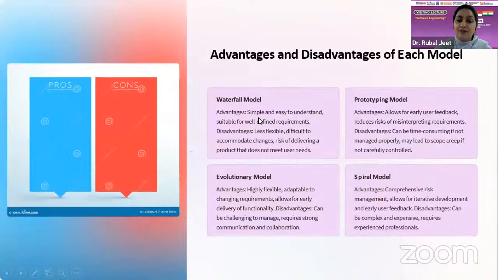As I already informed you, waterfall is very simple to understand and well defined, but it is less flexible and difficult to accommodate changes. If you have a lot of changes, you will not prefer to go with the waterfall model. You always try to work with the prototype, evolutionary, or spiral one. The spiral one is comparatively good because prevention is better than cure. We have always understood this saying, and it is related to the spiral model. This always tries to work with iterative development and early user feedback. It can be complex and expensive also because we are dealing with a big project.